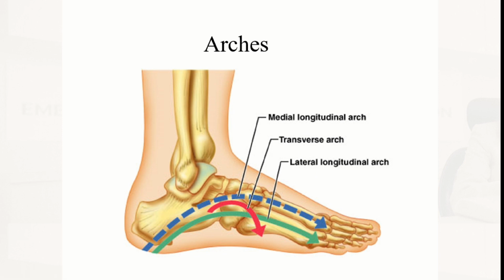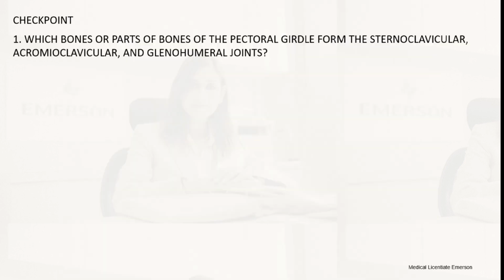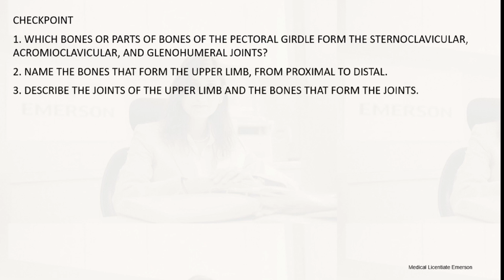Okay, then these are things you have to know under the appendicular skeleton, and this is the checkpoint. So we want to check whatever we have learned. These are the questions you need to ask yourself and answer at the end of this lecture. Which bones or parts of bones of the pectoral girdle form the sternoclavicular, acromioclavicular, and the glenohumeral joints? That's one. Then two, name the bones that form the upper limb from proximal to distal. Describe the joints of the upper limb and the bones that form the joints.